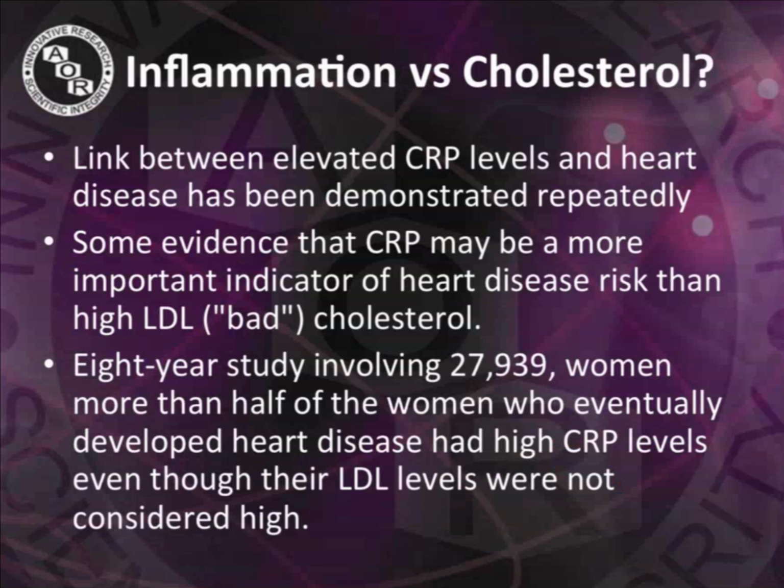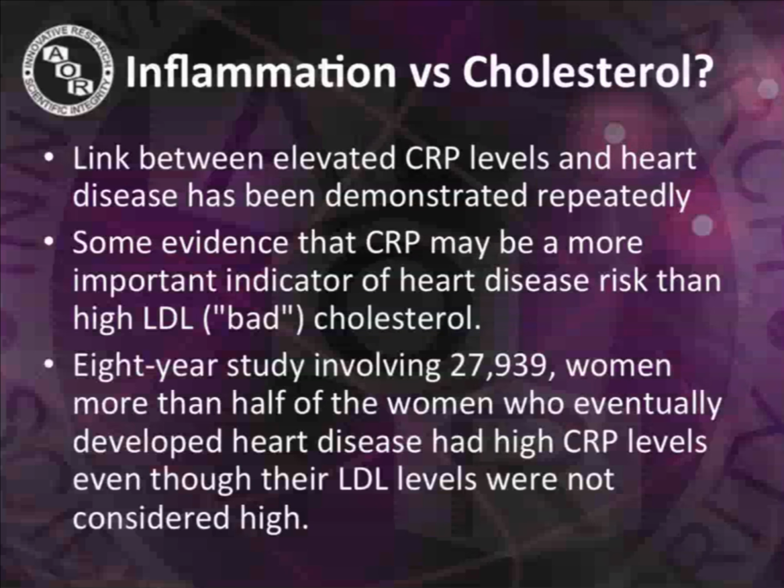So I'm going to bring up a point here of cholesterol and how effective it actually is in predicting heart disease. And we actually have something that's better at predicting heart disease than cholesterol. I'm going to bring up some evidence here in terms of inflammation, and something called C-reactive protein may actually be a better marker than cholesterol for determining heart disease risk. So they've shown that there's been a link between elevated CRP, which is C-reactive protein, a marker of inflammation, and heart disease. It's been demonstrated repeatedly. Some evidence has shown that CRP may be a more important indicator of heart disease than high LDL.